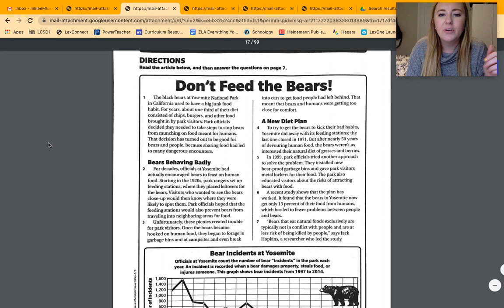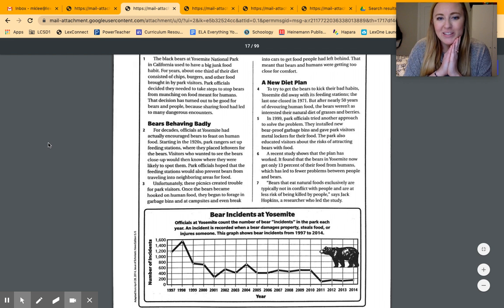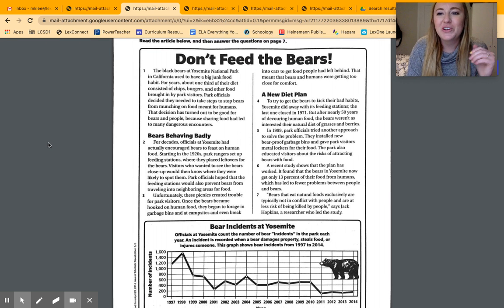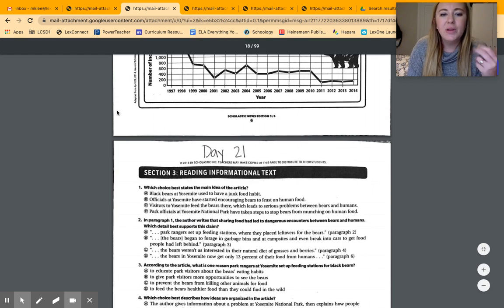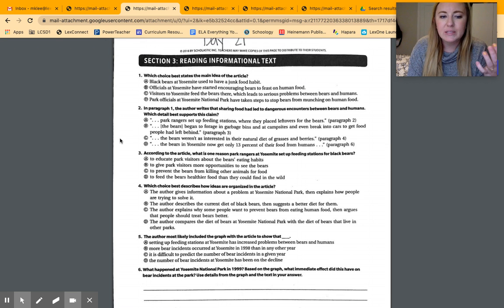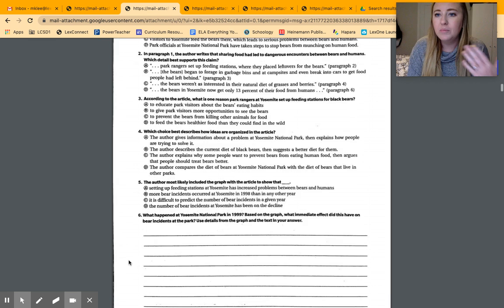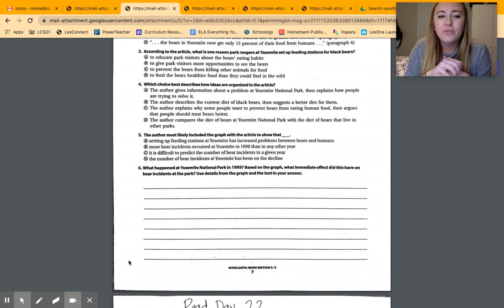So, starting with reading first, Miss Lee's favorite animal is the bear, as you know, go bears. And so, you're going to be reading this short text about bears, how they act, what they eat. There's a little diagram for you, and then you'll be answering questions 1 through 6. Again, multiple choice with one free response. Your free response says, "What happened at Yosemite National Park in 1999? Based on the graph, what immediate effect did this have on bear incidents at the park? Use details from the graph and the text in your answer." So you're going to be using the written words and the actual graph that's there to help you come up with the correct answer.